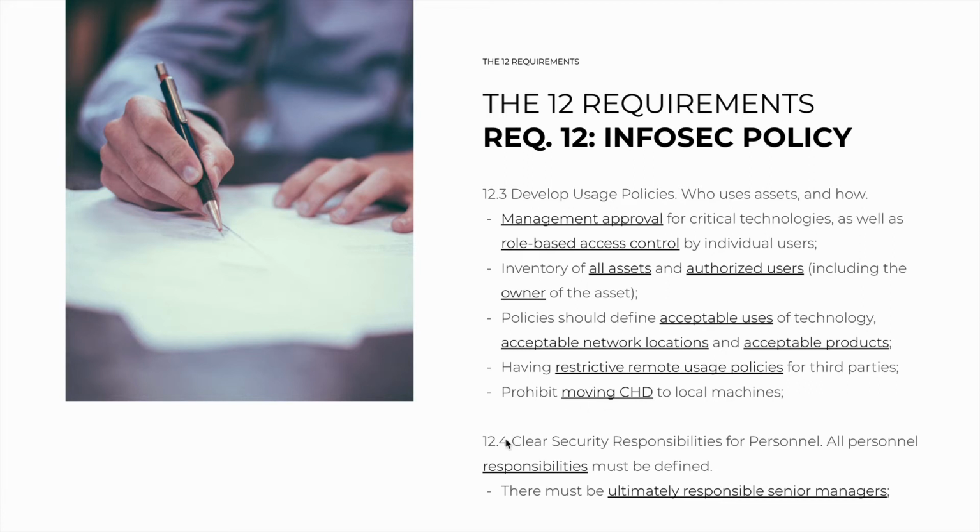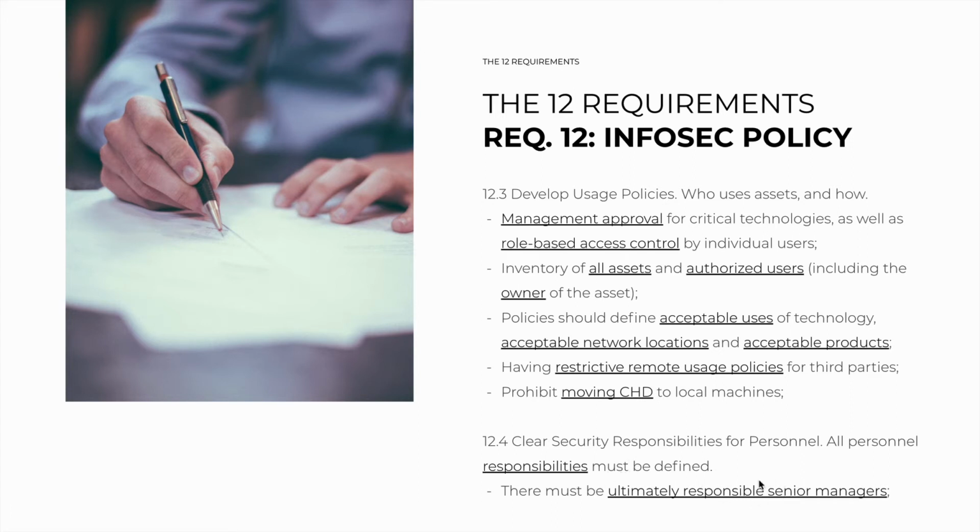Then, 12.4 is very simple. Have clear security responsibilities for all personnel. So all responsibilities must be defined. The firewall admin has the responsibility to keep it updated, maybe to update the network documentation as well. Maybe there's an office security manager with the responsibility of safeguarding physical data or verifying visitor badges, and so on. Every person must have a responsibility, and this goes up the chain, up to the senior managers.